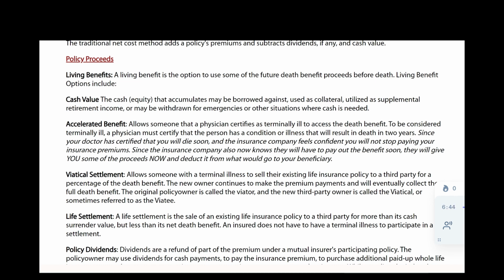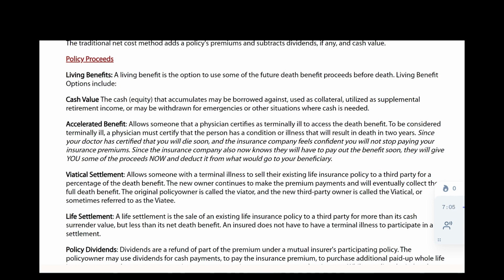Since the insurance company also now knows they will have to pay out the benefits soon, they will give you some of the proceeds now and deduct it from what would go to your beneficiary. Viatical settlement allows someone with a terminal illness to sell their existing life insurance policy to a third party for a percentage of the death benefit.